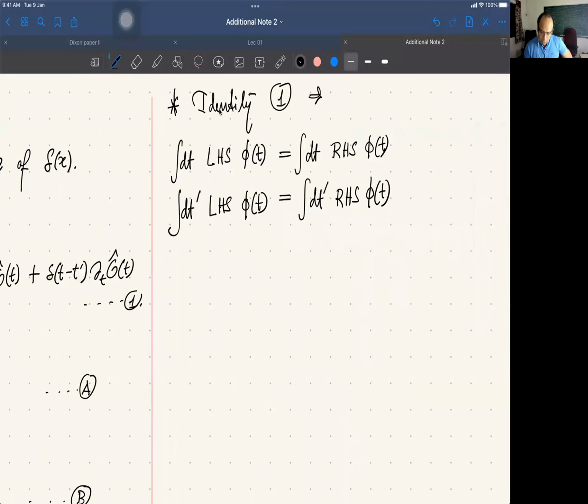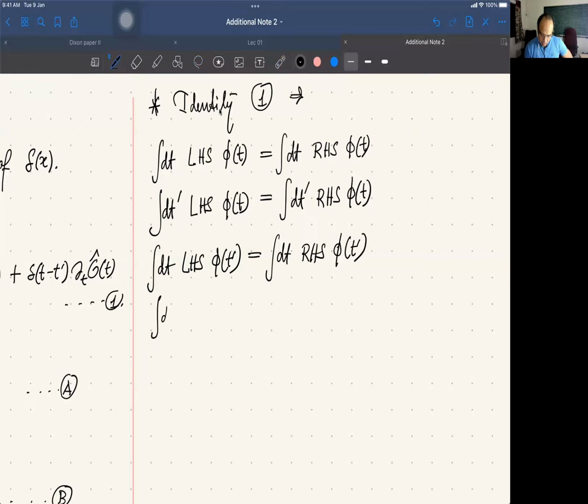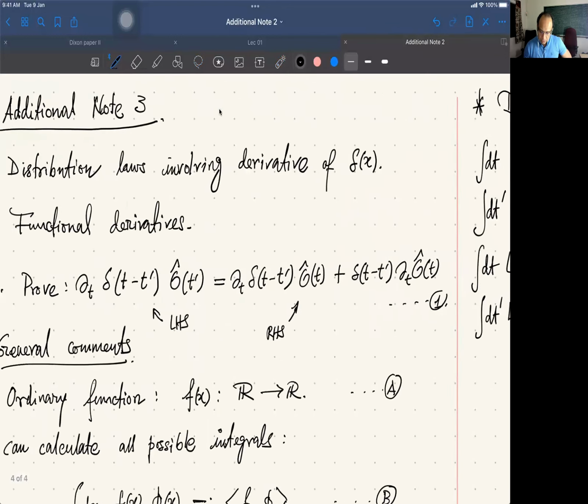And the two other identities where you change phi at t to phi at t prime, so that will be integral dt LHS phi at t prime is equal to integral dt RHS phi at t prime, and integral dt prime LHS phi at t prime is equal to integral dt prime RHS phi at t prime. So this is a set of four equations that one needs to verify in order to verify this identity, identity one.